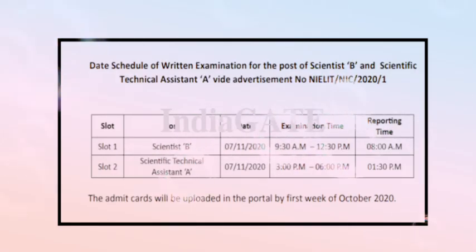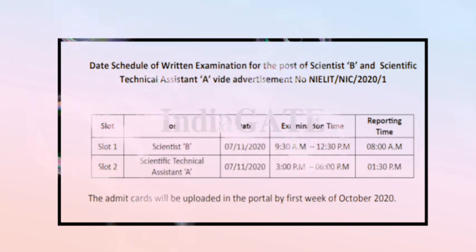Now come to the date schedule of the written examination for the posts of Scientist B and Scientific Technical Assistant A. The Scientist B paper is held in the first slot, and the date is 7th November 2020, and the examination time is 9:30 to 12:30 p.m. Okay, and here the reporting time for this post's candidates is 8 a.m. in the morning.